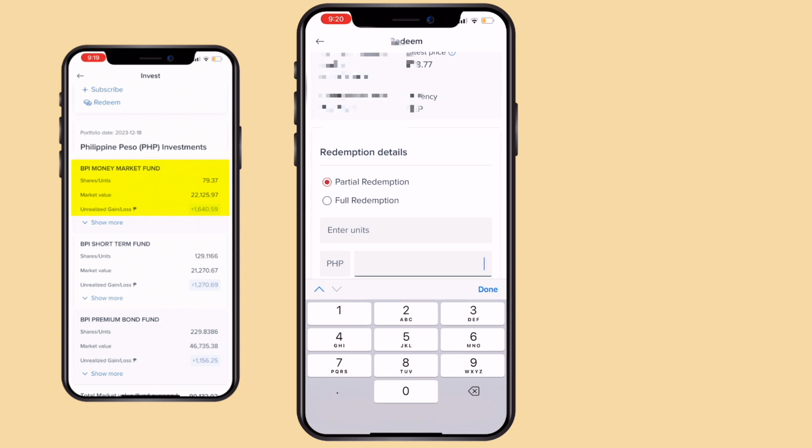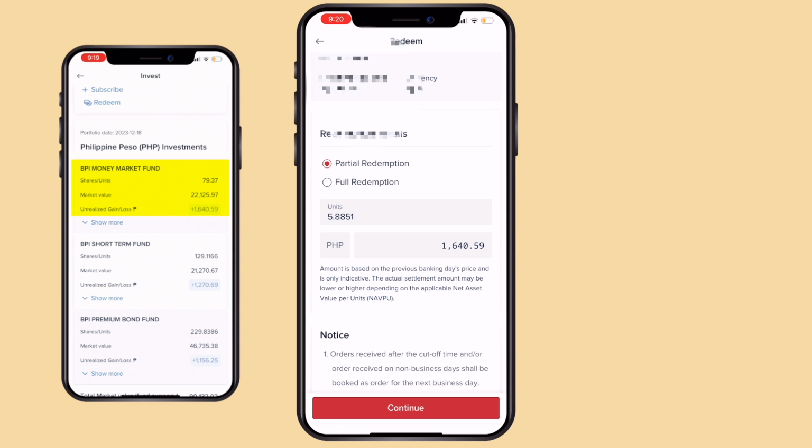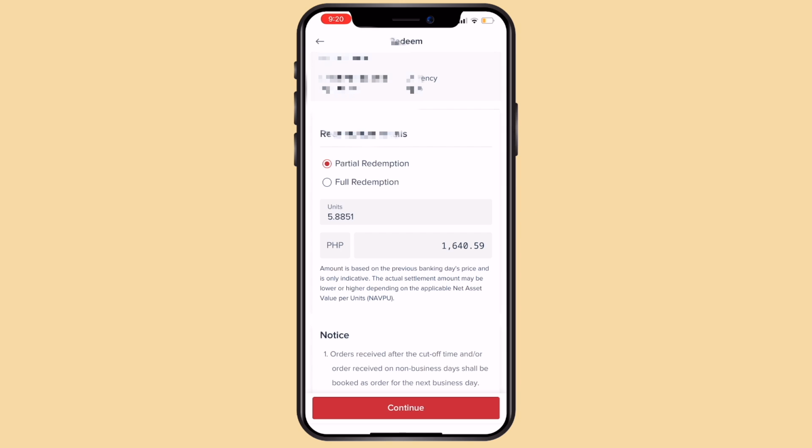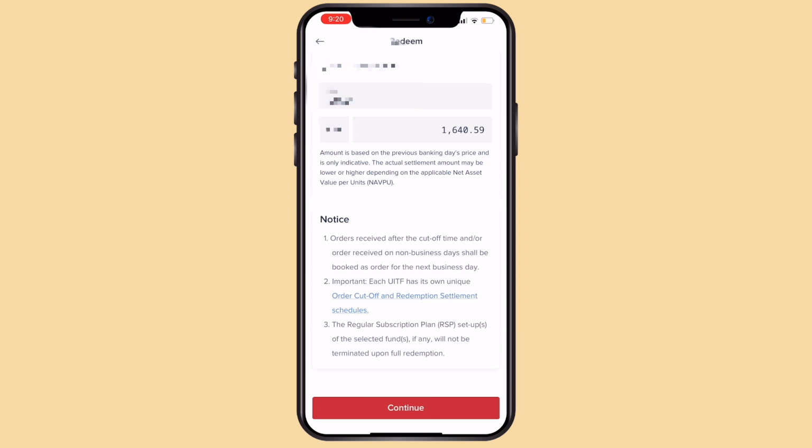So, based dun sa nakita natin kanina, ang gusto kong i-redeem is the profits that we gained, which is 1,640.59 pesos. Pwede tayo mag-partial redemption or full redemption. Since gusto kong ituloy yung investment ko sa fund na to, yung profits lang yung i-redeem ko. So, the 1,640 profit natin is equivalent to 5.8851 units. And then, click Continue.